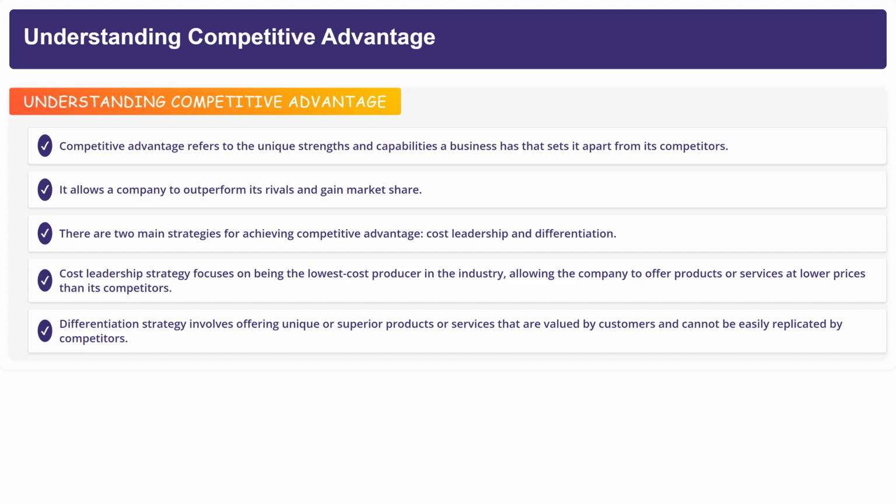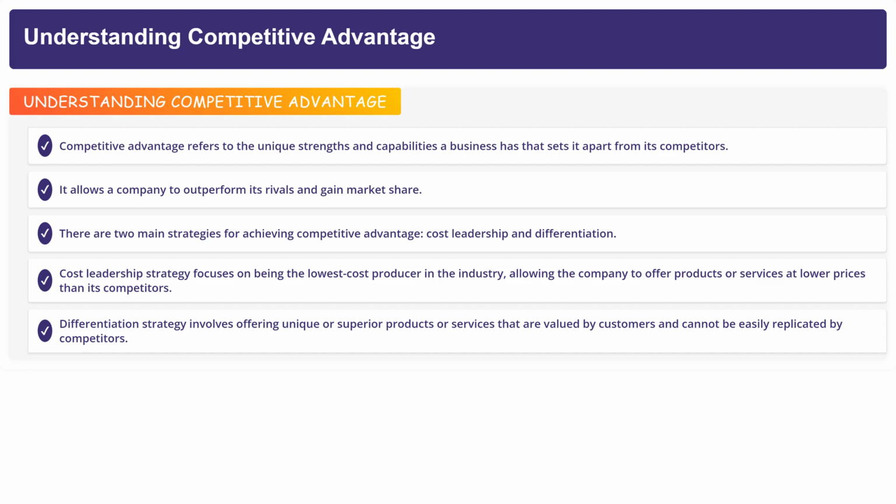There are two main strategies for achieving competitive advantage: cost leadership and differentiation. Cost leadership strategy focuses on being the lowest cost producer in the industry, allowing the company to offer products or services at lower prices than its competitors. Differentiation strategy involves offering unique or superior products or services that are valued by customers and cannot be easily replicated by competitors.